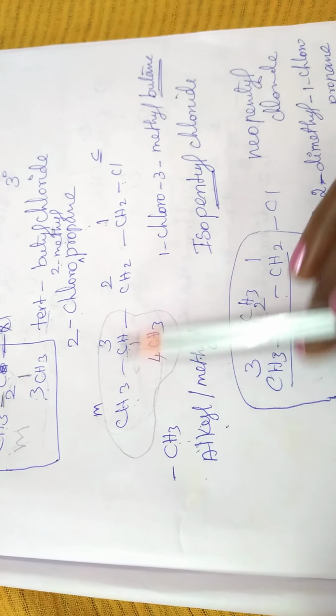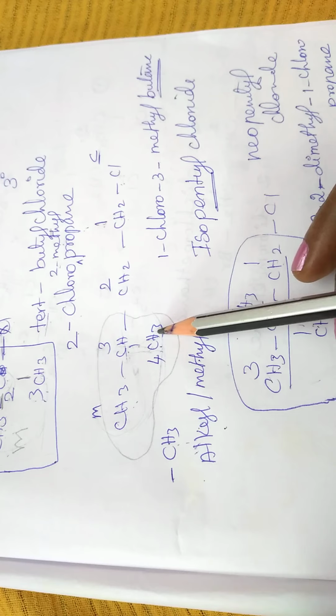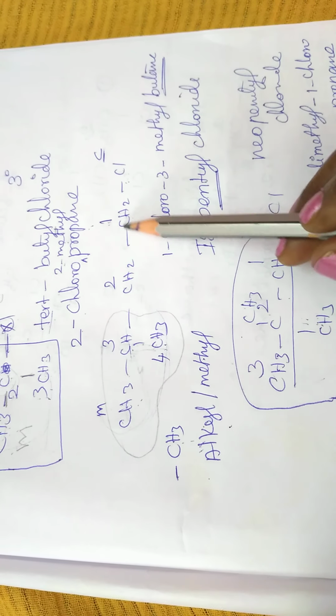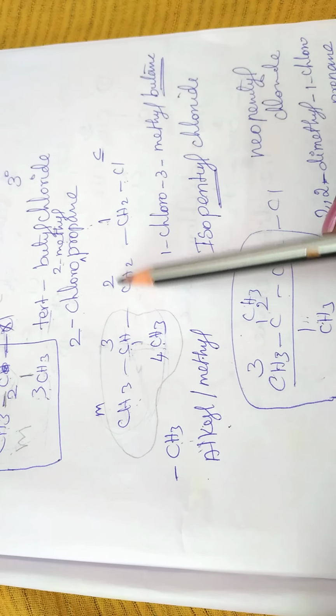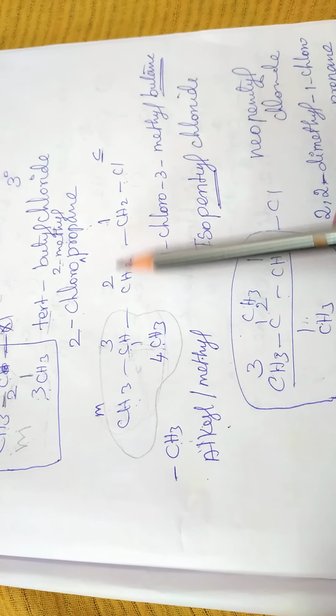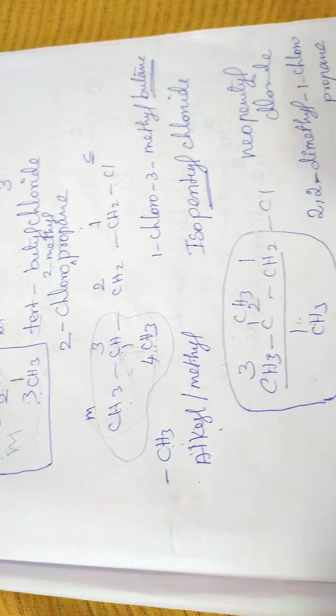Or I can say, see this unit. This unit is present, which means I can say it is iso. Iso, how many carbons? All the carbons we have to add for the common name. So 1, 2, 3, 4, 5 carbons. So isopentyl chloride. Okay, got this?